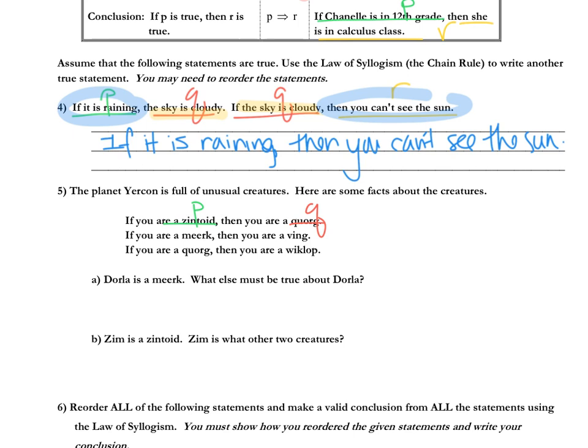Then our next line states, if you are a Mirk, then you are a Ving. So those are different animals. So we're going to give them different letters. So we're going to say that this is R and this is S. Then it says if you are a Korg, then you are a Wicklop. So we have a Korg. We have that already. That's a Q. But then we have a Wicklop, so that's W. Okay, you can assign different letters if the topics keep changing.